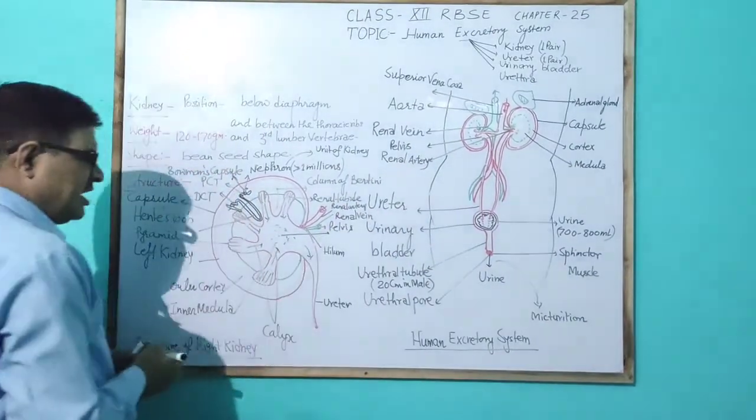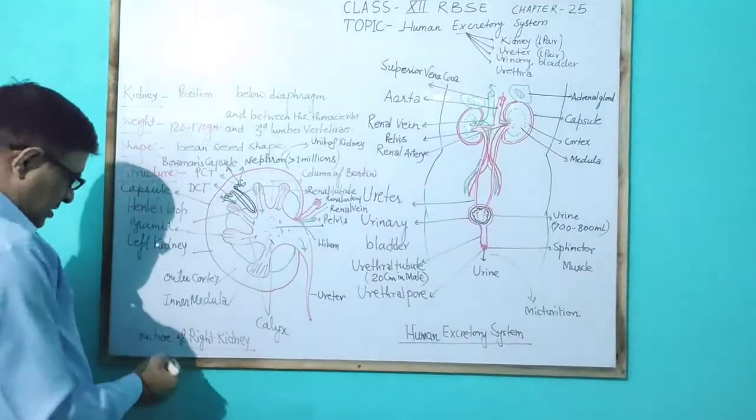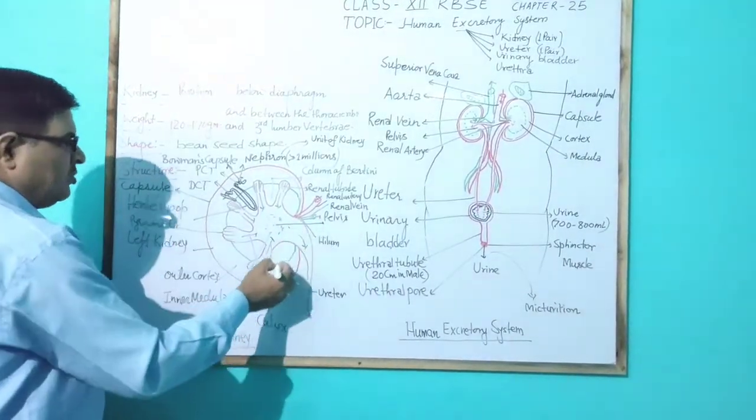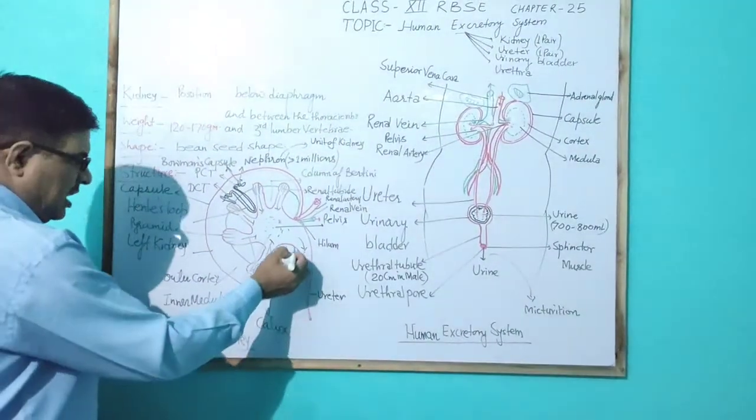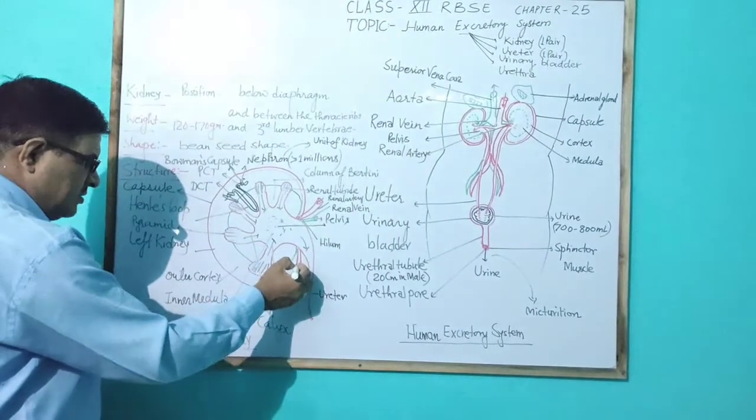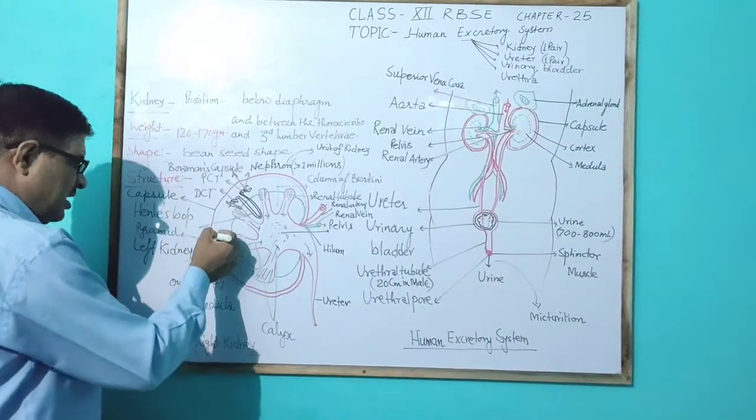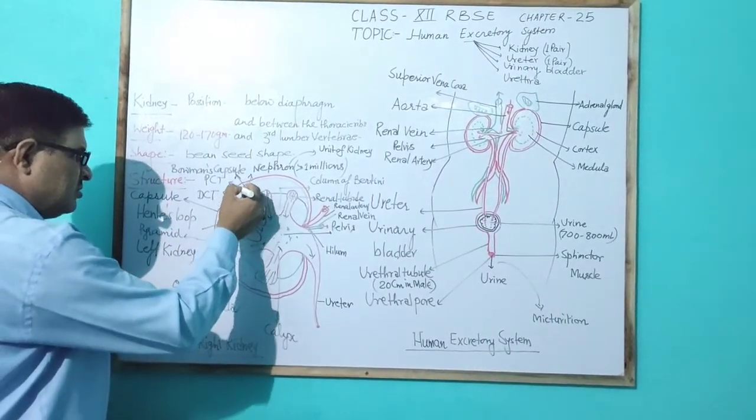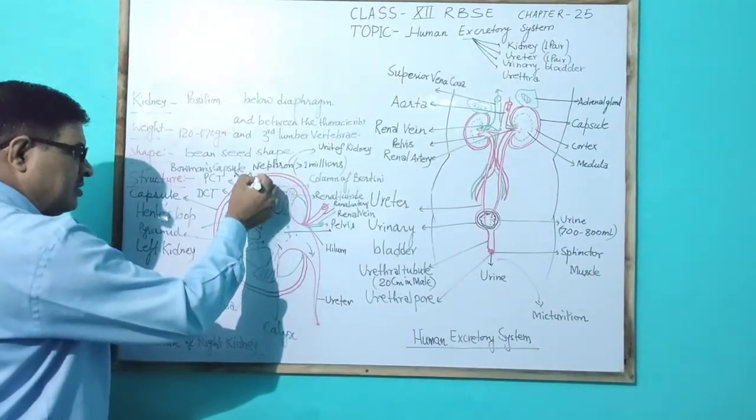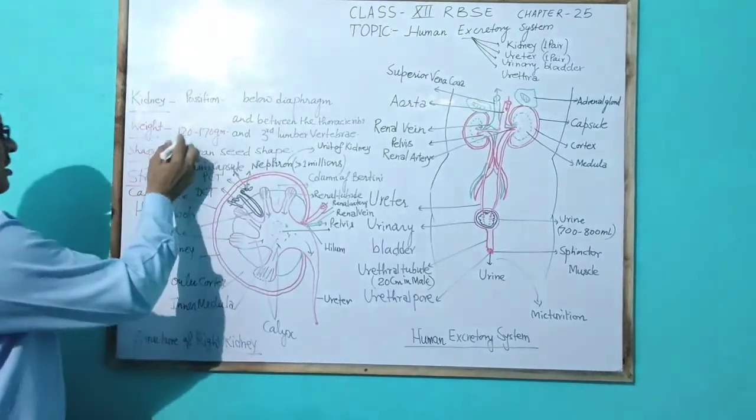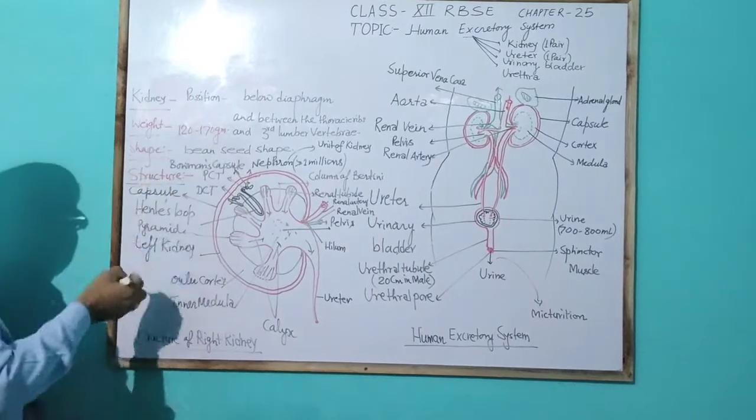So this is the complete structure of the right kidney, which generally has two parts: the outer part, which is called the cortex, and the inner part, which is called the medulla. Each kidney weighs 120 to 170 grams.